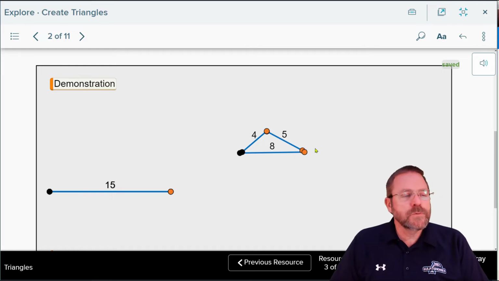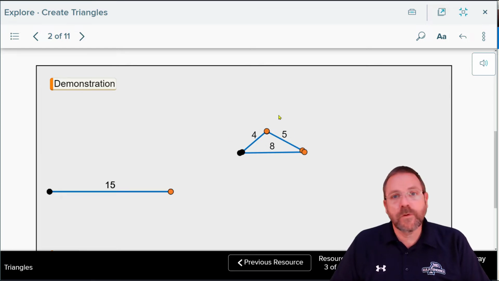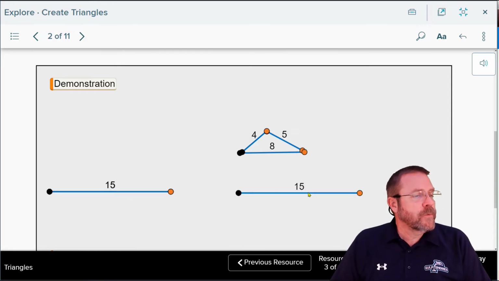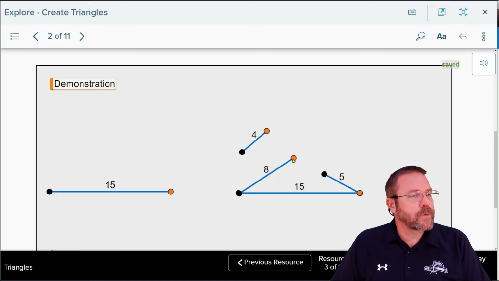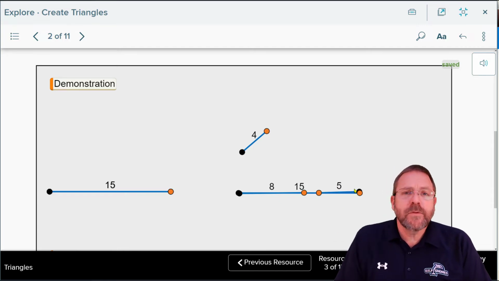Now the question is, what other triangles could we make out of this? And there really isn't any others. We could flip it over or turn it around, but that's going to be it. Take for example the 15. There's no way that I could put 2 sides together and have it equal 15. If I swung those over to there, those were my 2 longest pieces, and those 2 longest pieces do not equal 15.